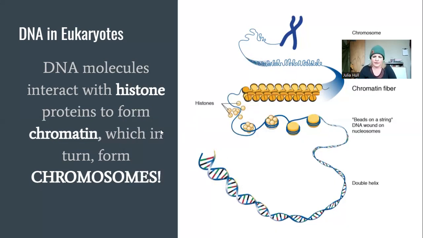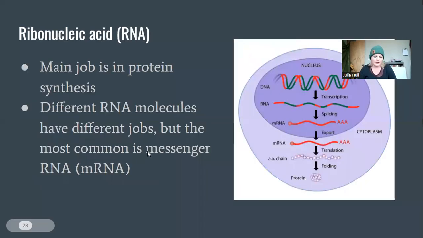Okay. So in our RNA, our ribonucleic acid, its main job is to synthesize proteins. And there's lots of different kinds of RNA that have different jobs. The most common that we see is mRNA, or messenger RNA. So we give it a little lowercase m, uppercase R, uppercase N, uppercase A.